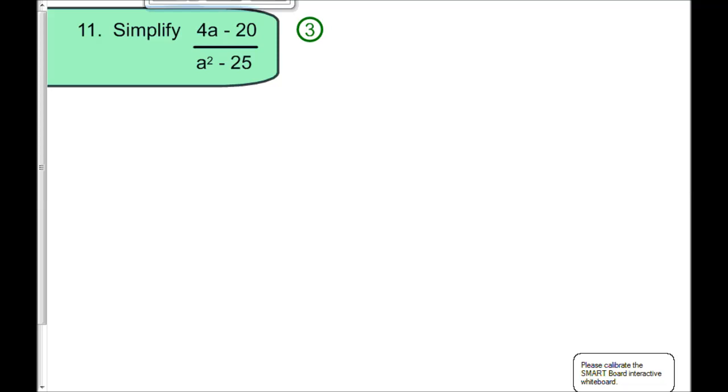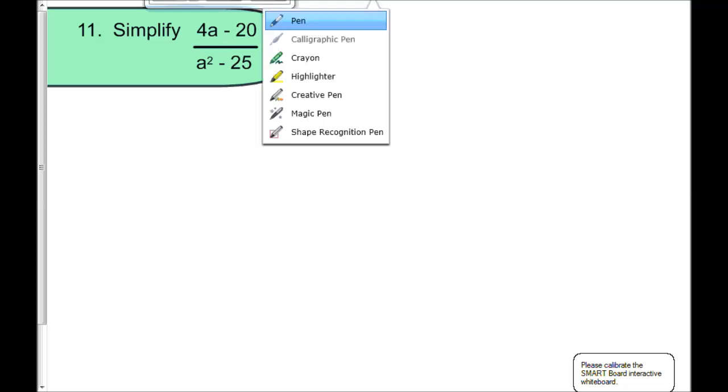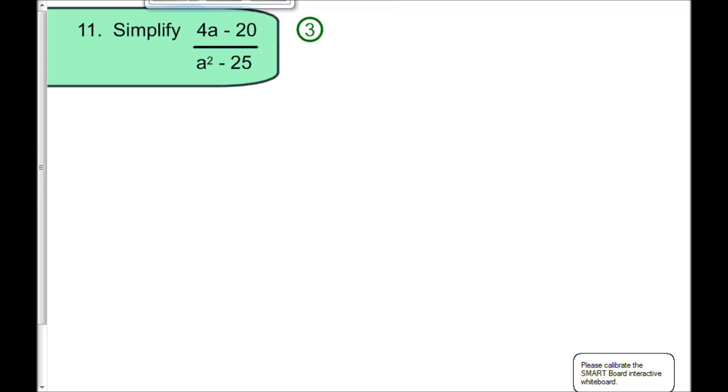Right, not long to go now. For question 11, simplify this one here. Again, if you've been paying attention in the first one we were doing, you need to factorize the top and the bottom. So factorizing the top, 4a minus 20, you just need to pull out a common factor, and it turns out for this one it's 4. That leaves you with a minus 5 inside the brackets.